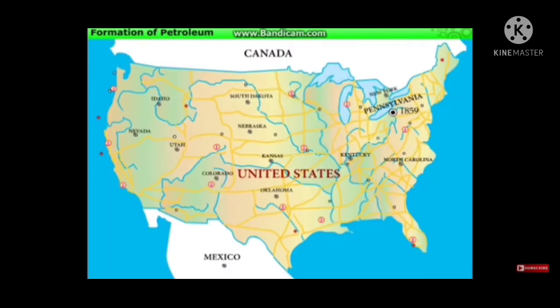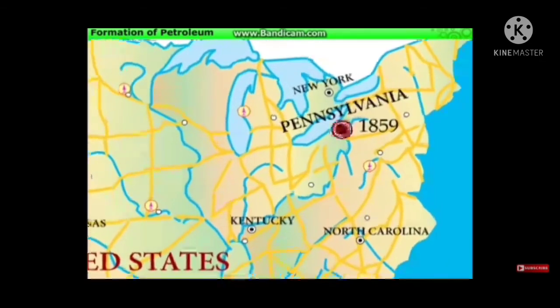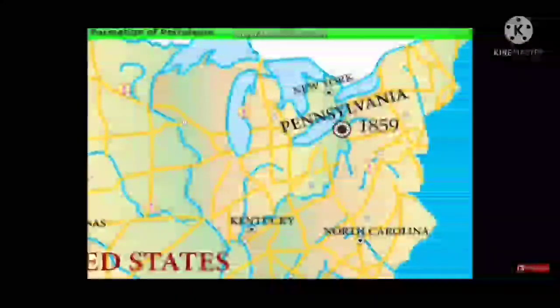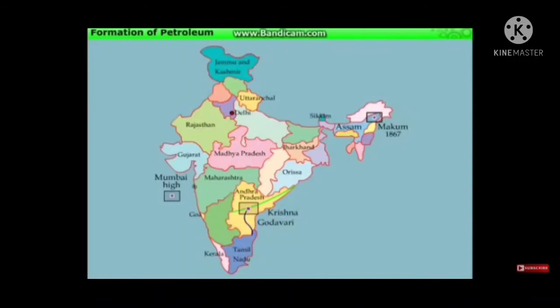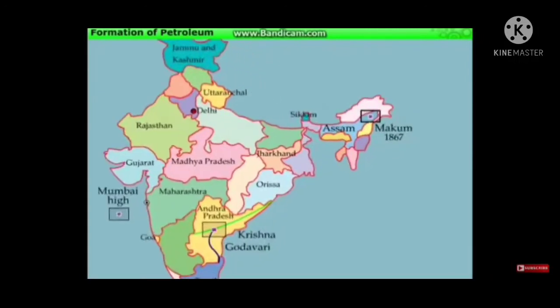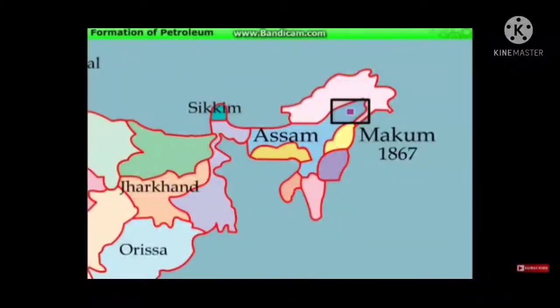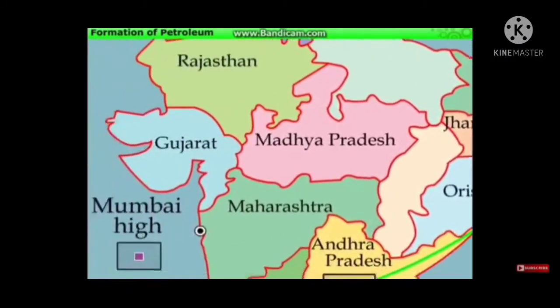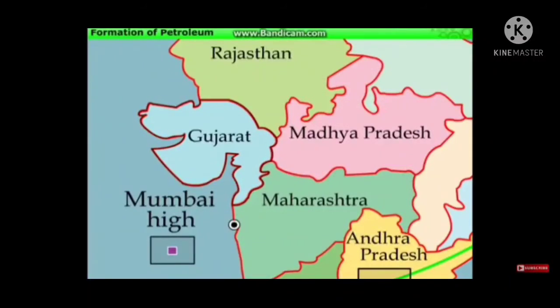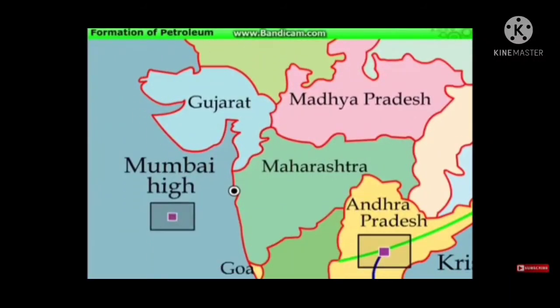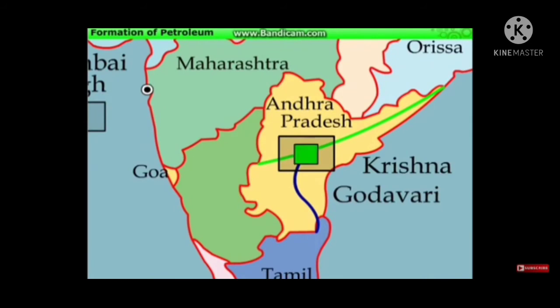The world's first oil well was drilled in Pennsylvania, USA in 1859. About 8 years later, in 1867, oil was struck at Makum in Assam. In India, oil is found in Assam, Gujarat, Mumbai High and in the river basins of Godavari and Krishna.